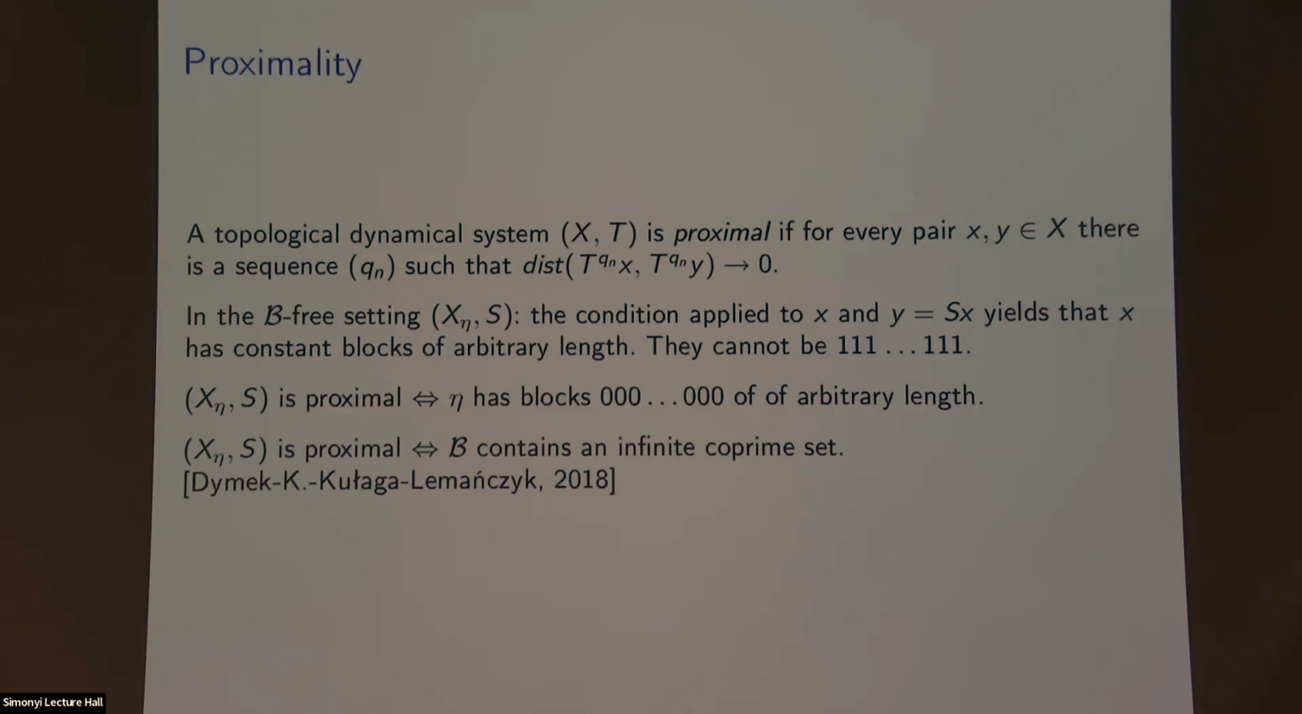There is a result that proximality of the system is equivalent to the fact that B contains an infinite coprime set. It does not have to be coprime as a whole set, but contains something which is infinite and coprime. This is one of the results of a paper in which we collected several properties of B-free systems and B-admissible systems.